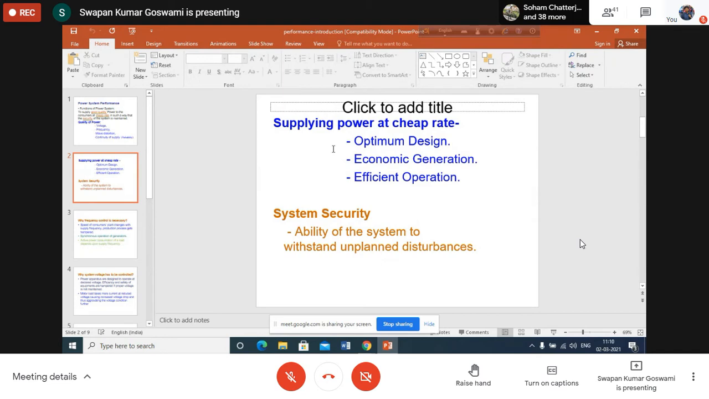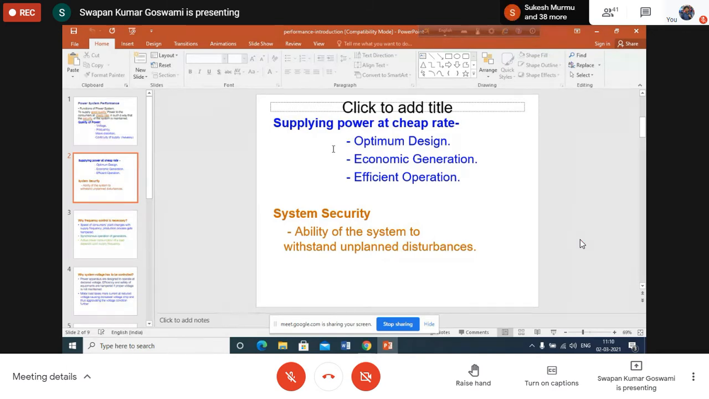Then comes the question of system security. What is the system security? System security means whether the system is available or not. It means the proper system is available. So availability of the system to withstand unplanned disturbances. When disturbances occur, what will happen? Say a fault has occurred. Now, do you understand what is a fault? Fault means basically an unwanted operating condition.